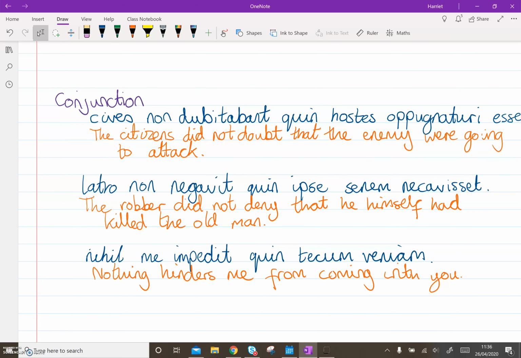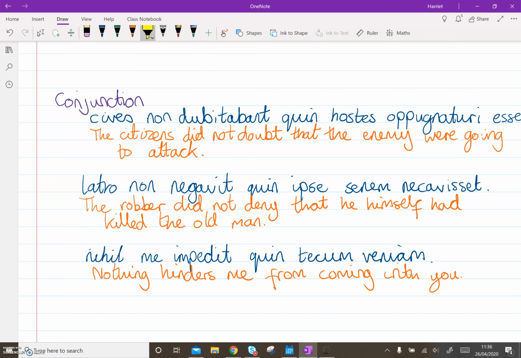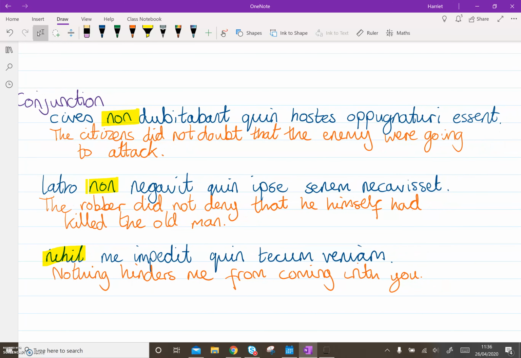You can see here I've got three different examples. Again, this will come after a main clause which is negative. So you can see here we've got a negative, here we've got a negative, and here we've got a negative. And then usually when quin's used as a conjunction rather than a pronoun, you can just translate it as that. So this first example, cives non dubitant quin hostes oppugnatori essent, we translated quin here as that. The citizens did not doubt that the enemy were going to attack.